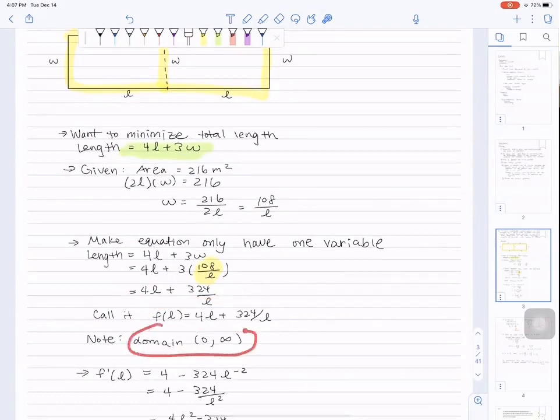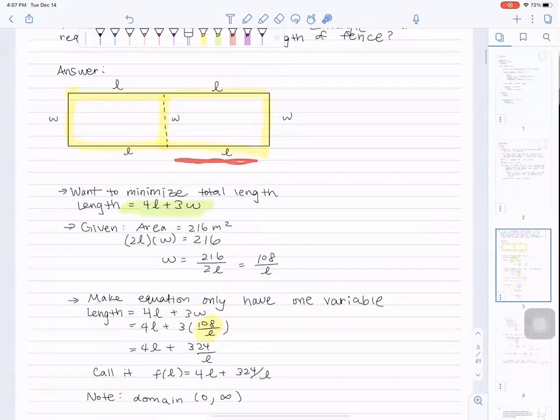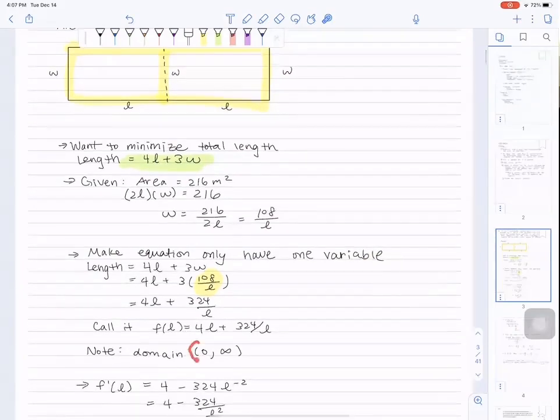But note also in this problem, we're going to have a domain because your length can't be 0. If your length is 0, then it wouldn't make sense. You would just have a line as your fence. So our domain is going to be from 0 to infinity, not including 0. That way it is more realistic.